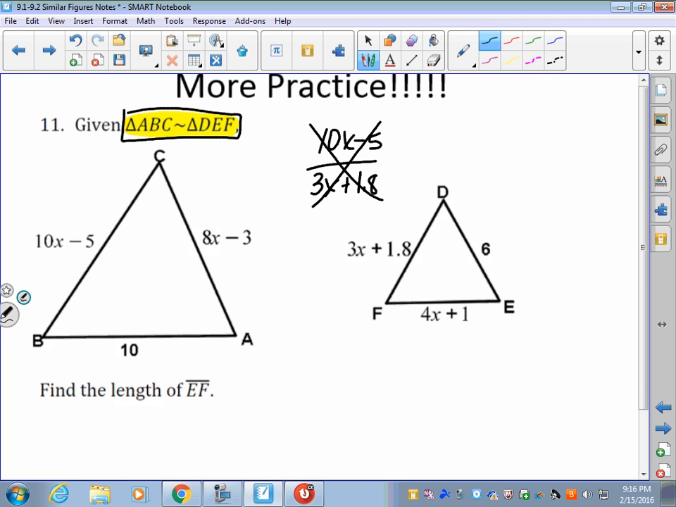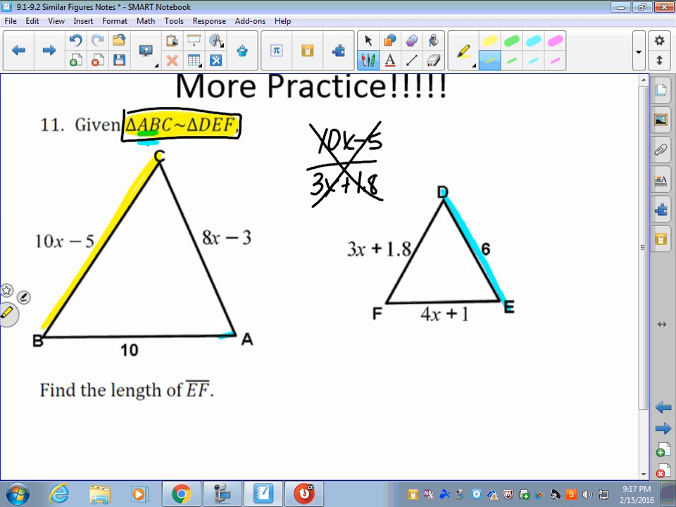If we look at our similarity statement, let's go back to highlighting. Remember I said order matters. So if I'm looking at AB, let me do this on a smaller line. Here's AB. A to B goes to D to E. So here's my AB. That's my 10. It goes to D to E, and that's actually the 6. Okay, this second image is kind of rotating. It's not in the same orientation as our first one. So that goes also for BC.